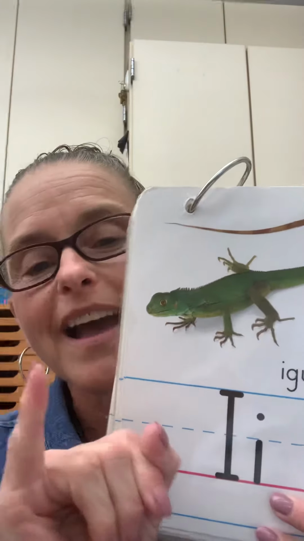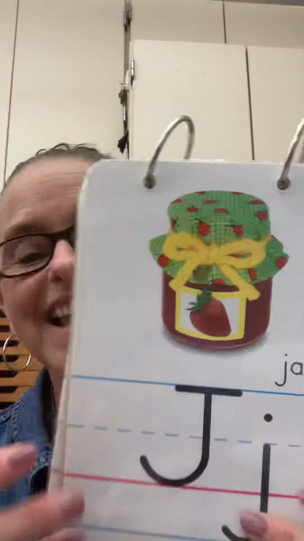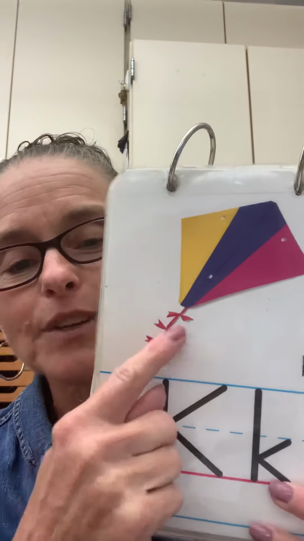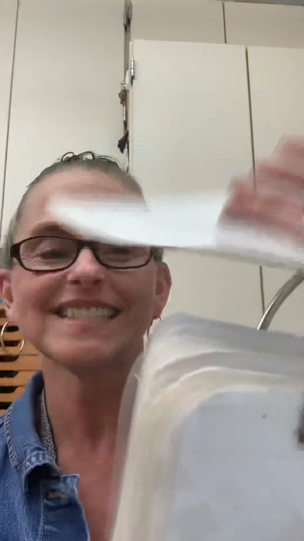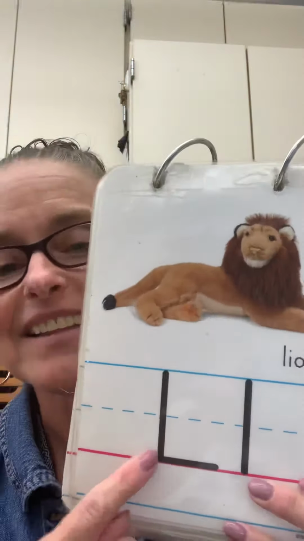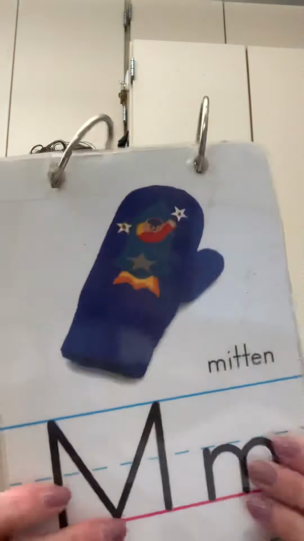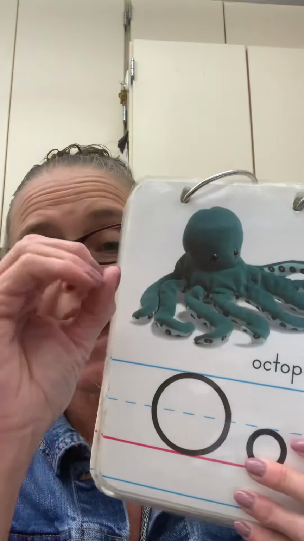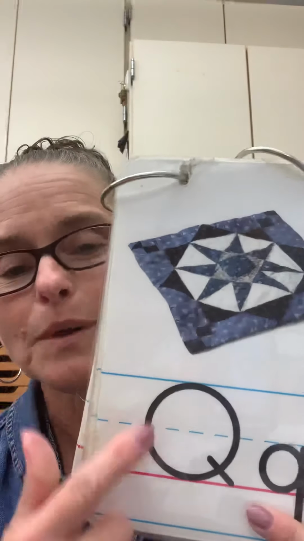I is for iguana, iguana. J is for jam, jam. K is for kite, kite. L is for lion, lion. M is for mitten, mitten. N is for nest, nest. O is for octopus, octopus. P is for panda, panda. Q is for quilt, quilt.